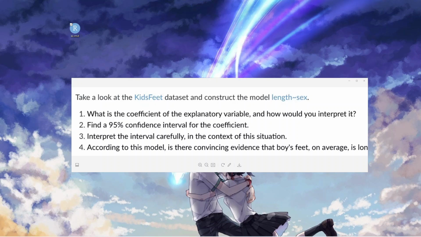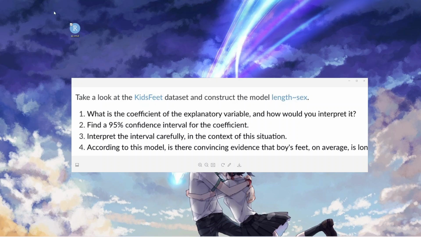So today I'm going to work through this problem, which is basically hypothesis testing combined with confidence interval interpretation. I will work through this problem in RStudio and show you how to do each one of the questions, and also explain some concepts about hypothesis testing.